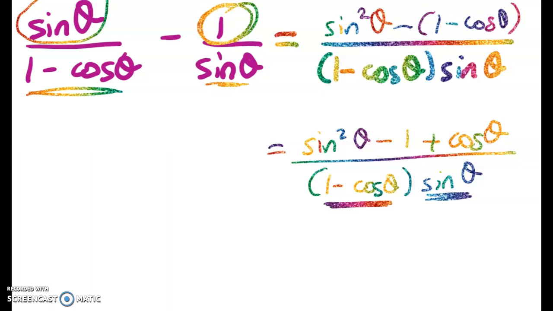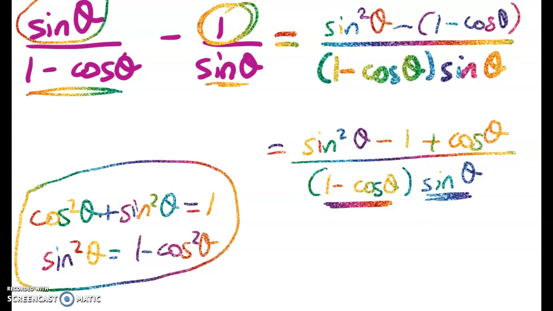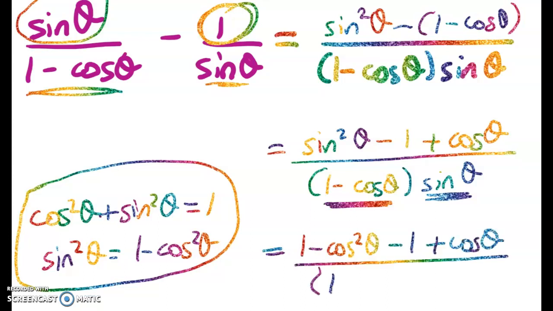The other thing that tells me what to do next is that I know that the Pythagoras identity, cos squared theta plus sine squared theta equals 1, is the one that I'm going to use over and over in AS. So I can rewrite sine squared theta as 1 minus cos squared theta. And that gives me the next step. You could just put that out to the side if you need to, or you could just go straight to this next line: 1 minus cos squared theta minus 1 plus cos theta. And then we'll just leave that denominator as it is.